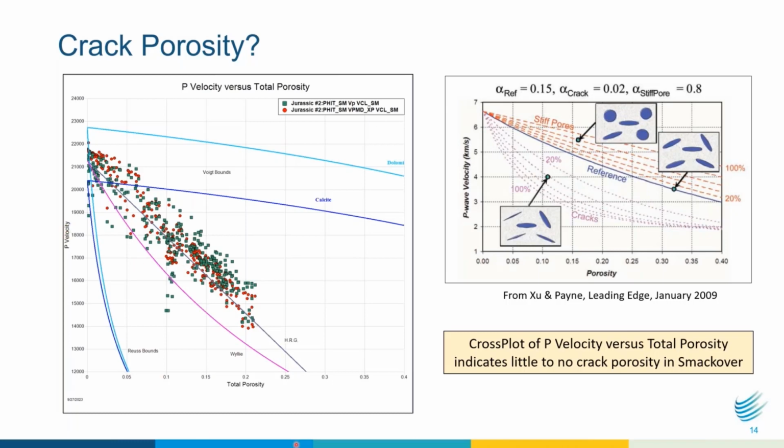This is a cross plot of P velocity versus total porosity. If the purple is your reference porosity, or the HRG is your reference, whichever you prefer, you can see that we have a lot of porosity above the reference porosity. But we do have some porosity below, and this is what we're going to identify as crack porosity. And we have a little bit here, but that's in a very low porosity region. I don't think that's overly significant on its impact in P velocity, but we shall see.